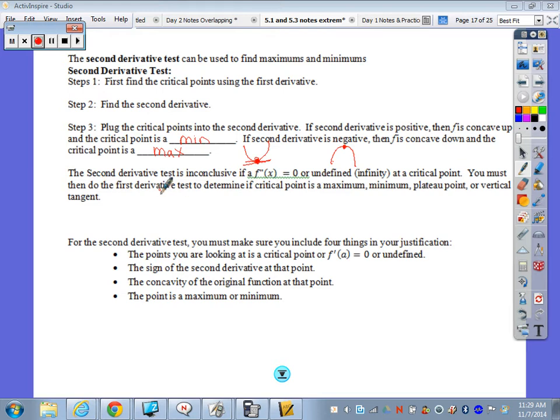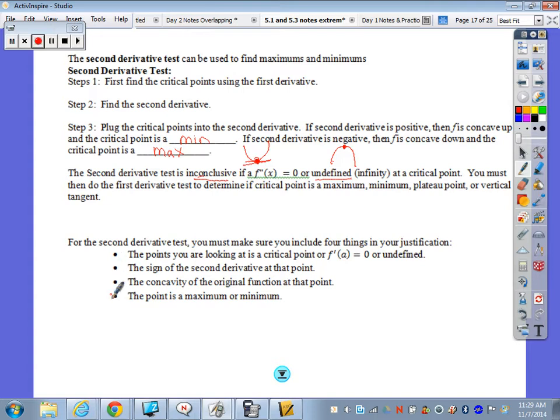If the second derivative test is inconclusive, if the second derivative is 0 or undefined at a critical point, you must then do the first derivative test, determine if the critical point is a max, min, plateau point, or vertical tangent. Same with endpoints. You may only use the first derivative test to determine if endpoints are max or mins.